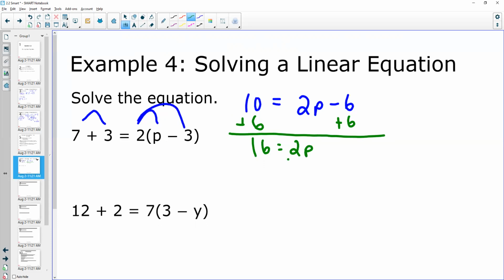And then I can use the multiplication or division. In this case, it's division. So I'm going to get 8 equals p. And you can go back and check, and you should. Let's do this bottom one. It looks very similar. You could pause and try it yourself.